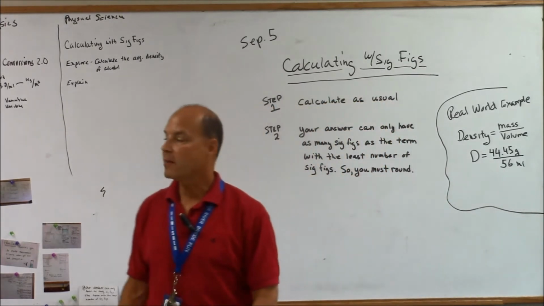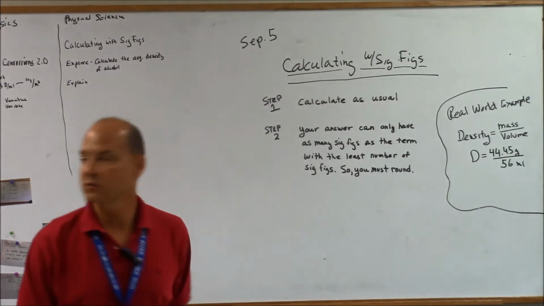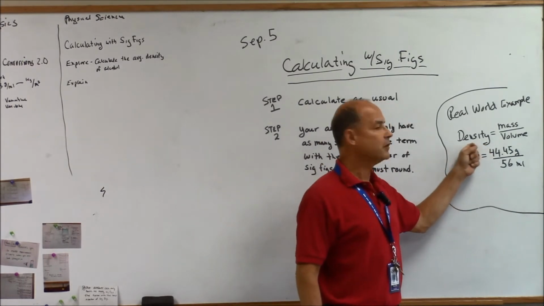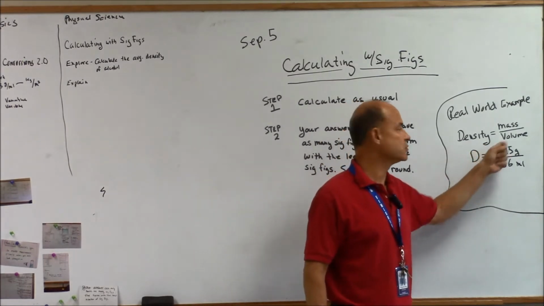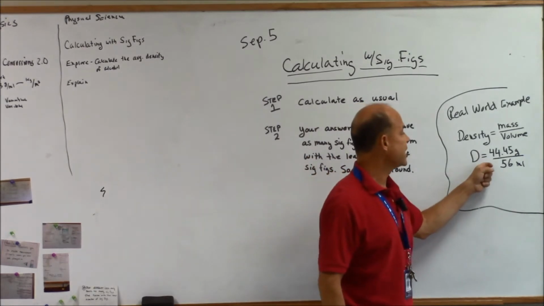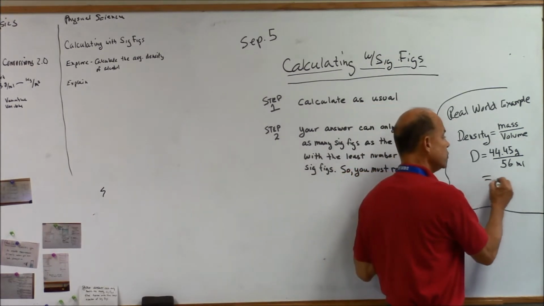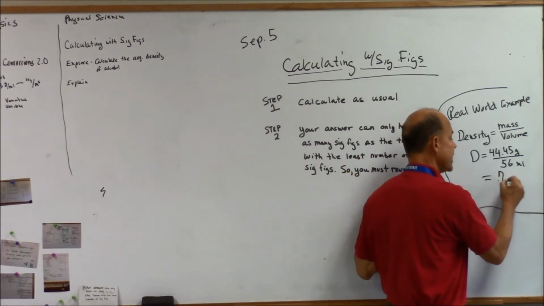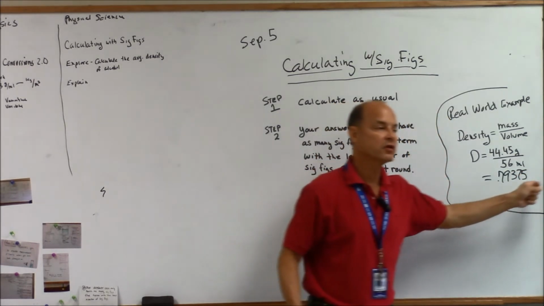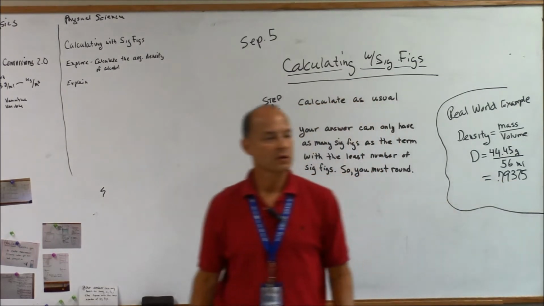Now comes the time when I'm asking you to make a calculation with the measurements that you made. If you did this calculation, 44.45 divided by 56, you would get a number like 0.79375, and however many digits your calculator would report.